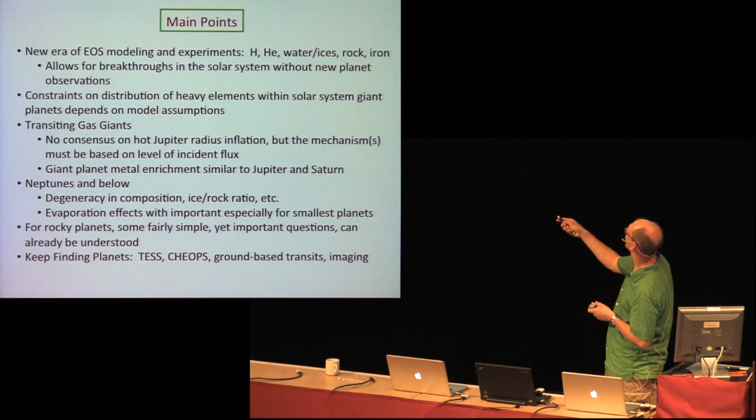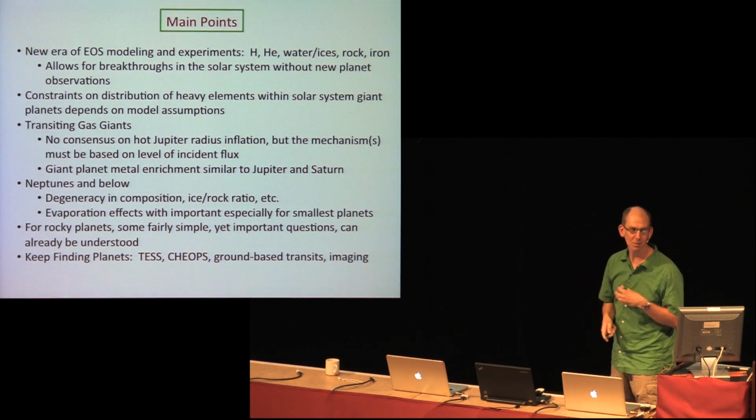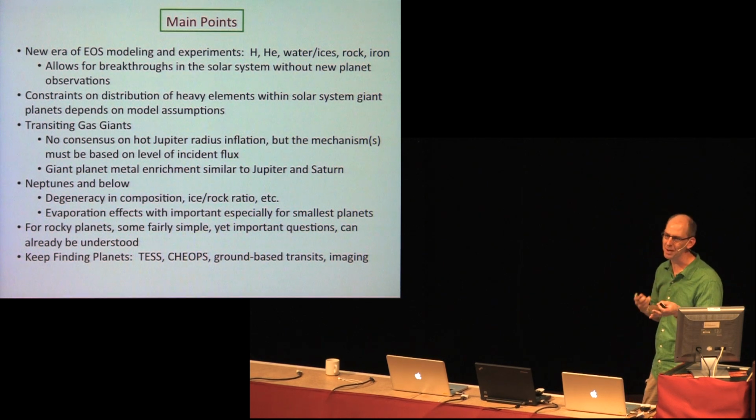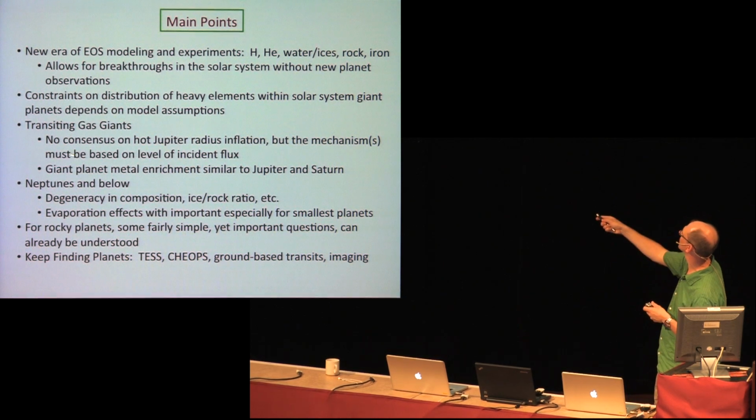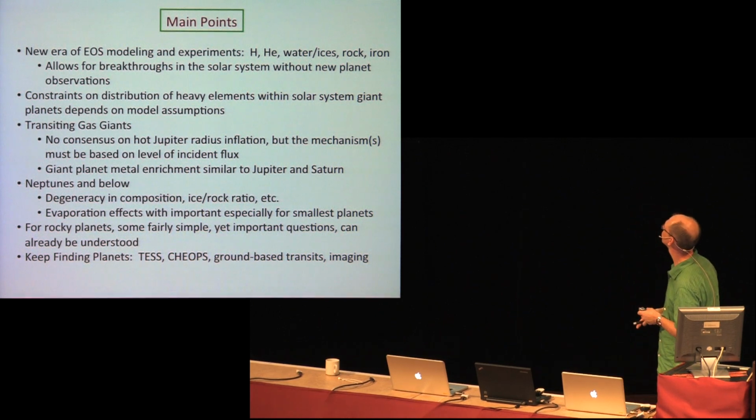For the transiting gas giants, there's really no consensus yet on the hot Jupiter radius inflation. Whatever the mechanism is, or classes of several mechanisms that may be operating together, they must be based on the level of incident flux to some degree. The hottest hot Jupiters are the most inflated.